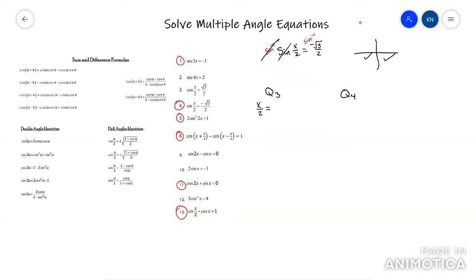Well, for quadrant 3, for it to be -√3 over 2, that would be 4 pi over 3. But then since it's not just x equals, I have to account for those infinite answers by putting plus 2 pi n in. All right, and then I would have another one in quadrant 4. So that would be at 5 pi over 3. So x over 2 equals 5 pi over 3 plus 2 pi n. All right, now to finish this off, you have to cancel this divide by 2. So you're going to multiply by 2 on everything.